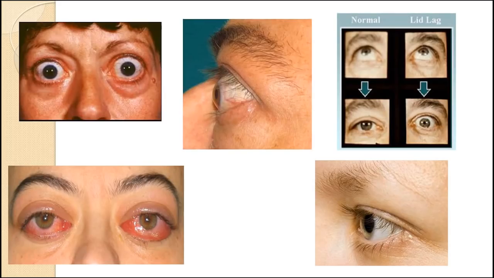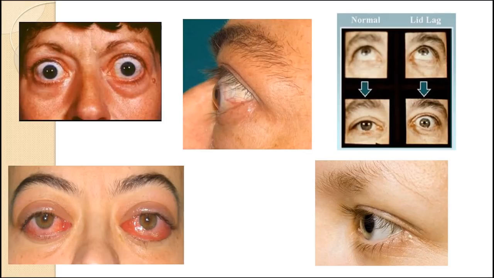Okay. So here's some examples of proptosis, like the shocked look. You've got periorbital swelling around here as well. That's the lateral view. You see almost like a triangle coming out. Here is the conjunctivitis, the redness of the eye, often quite painful, with chemosis, which is like swelling of the conjunctiva. This is the lid lag I was talking about.